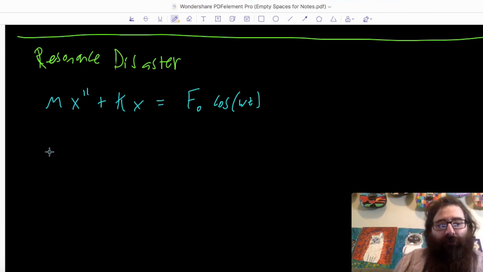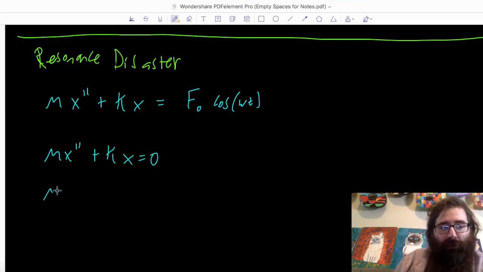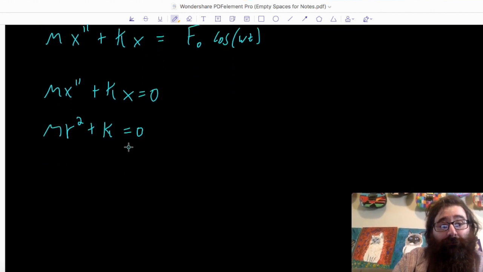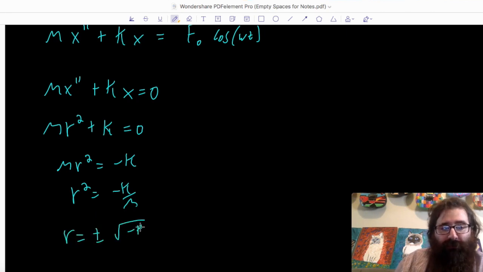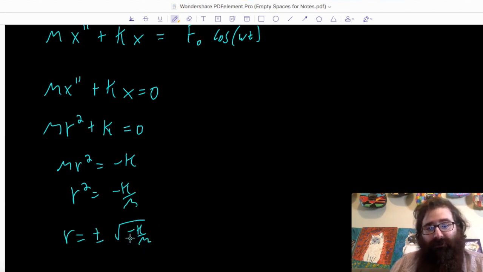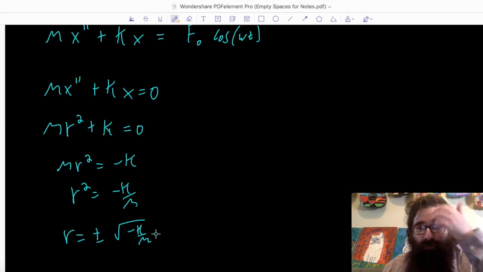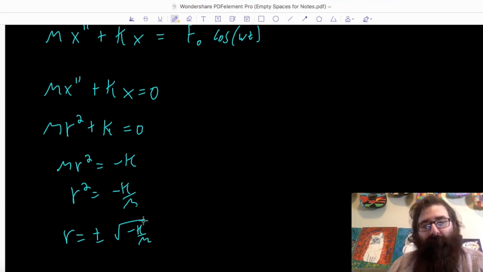Now in this case, if I were to solve the homogeneous system, mx double prime plus kx equals 0, this would give me mr squared plus k equals 0. And then if we go to solve for r, here I can subtract k over, so mr squared equals negative k. Divide by m. r squared is negative k over m. And then r is plus or minus the square root of negative k over m. Since we said k and m are positive values, this is negative k over m under the square root, which is going to mean we have imaginary values.